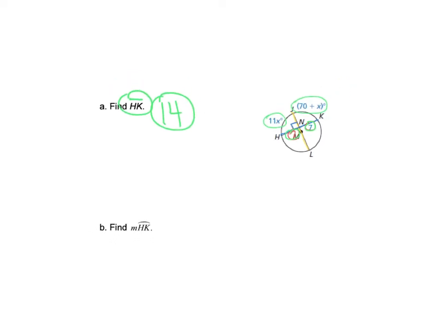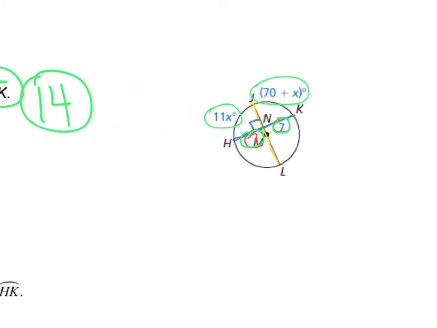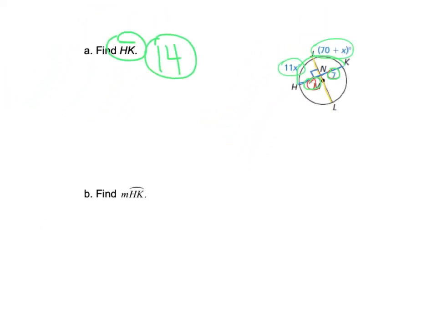And then the measure of HK, okay? In order to find the measure of this arc here, first we're going to have to figure out what X is. I know that they are equal to each other because I've got a diameter and a chord, and that arc is bisected, so that means that 11X is going to equal 70 plus X. So if we subtract X from both sides, we get 10X equals 70, and X equals 7.